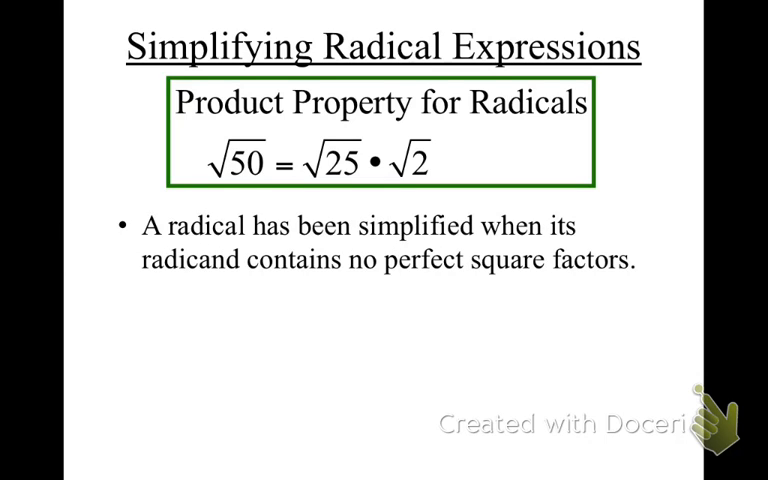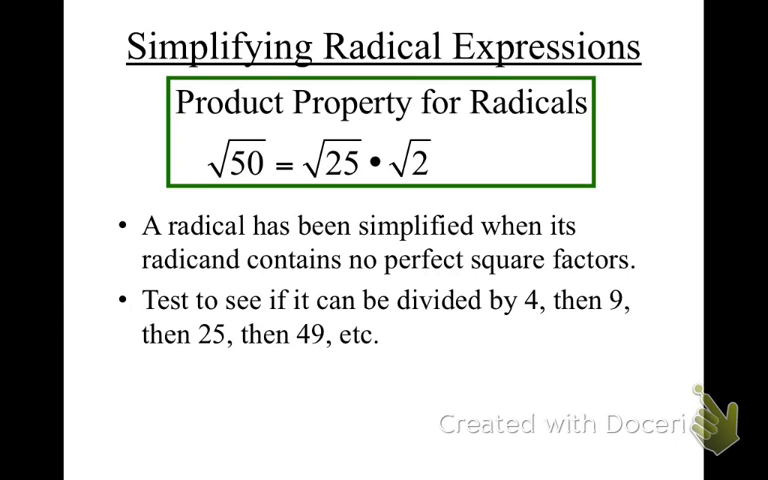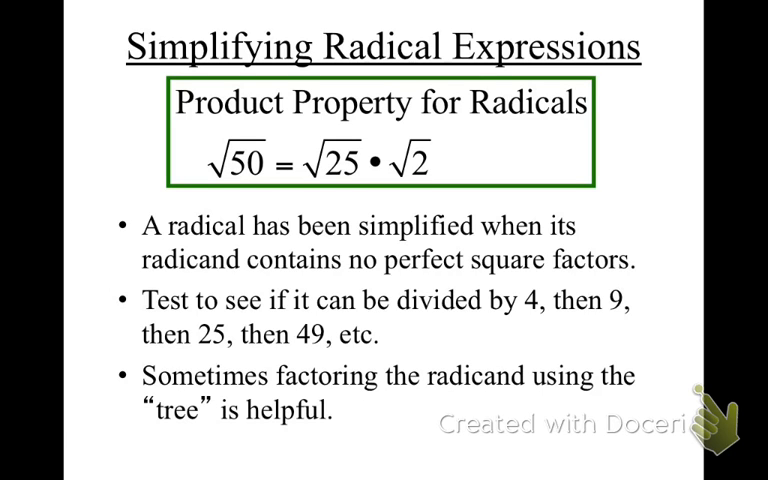Another example. A radical has been simplified when its radicand contains no perfect square factors. The radicand is the number that's underneath the radical symbol. So you look for perfect square factors, and if you need to use a factor tree, you can, but try dividing by some perfect squares like 4, 9, 25, 49, and so on until you can test the number to see if it has any perfect square factors. Again, you can use the factor tree, and we could definitely use a prime factorization way of doing this, but hopefully you won't have to if we can find these perfect square factors.